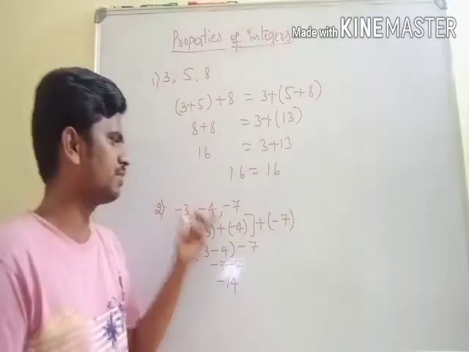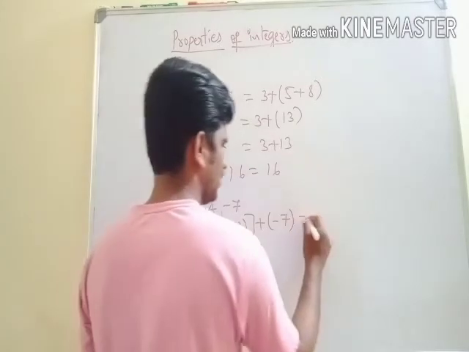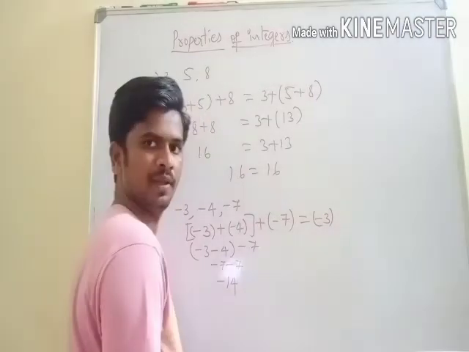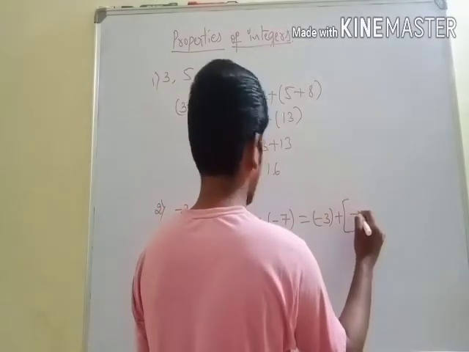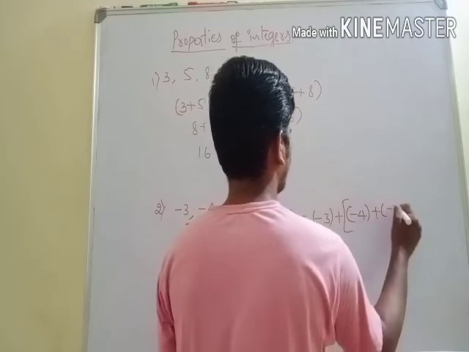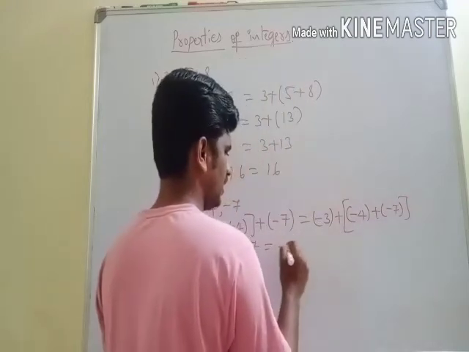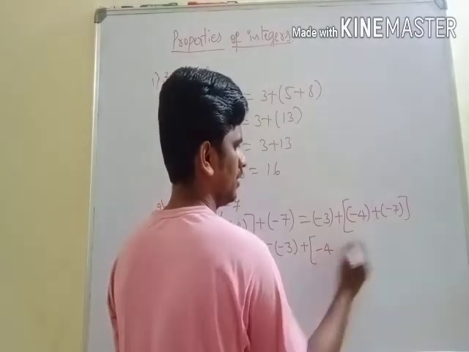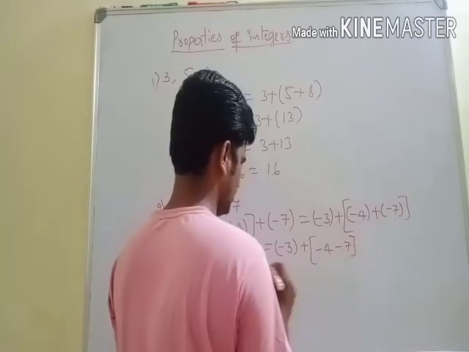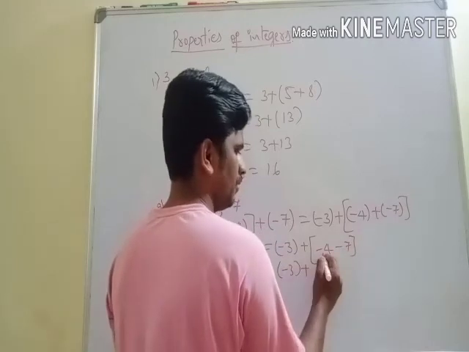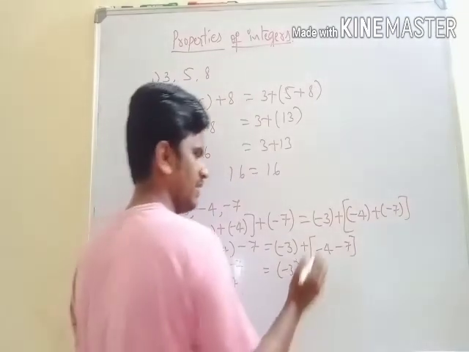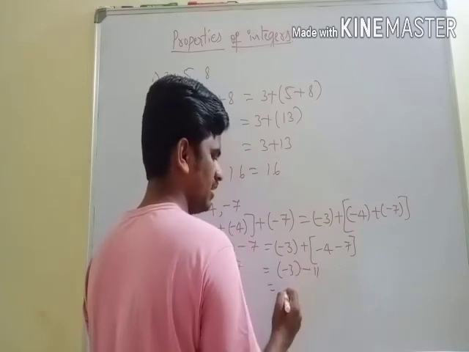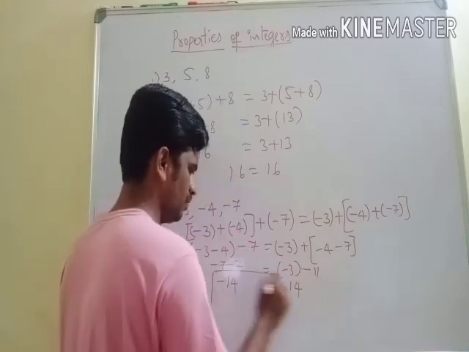See, here the first 2 terms I have added. Now on the other side I will add the last 2 terms. Minus 3 I will write separately, plus minus 4 plus of minus 7. So that is nothing but minus 3 plus of minus 4 minus 7, that is minus 11. Here plus into minus, again minus 11. So its value is minus 3 minus 11. It is minus 14. Both are the same now?